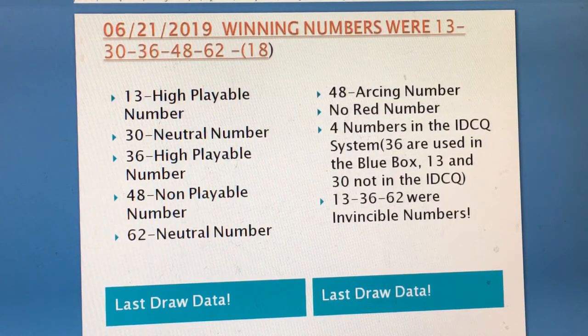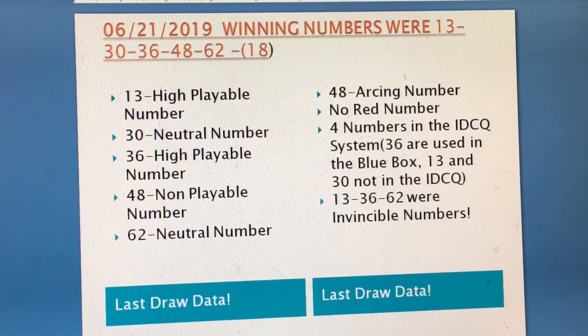4 numbers are in the IDC system. 36 is used in the blue box. 13 and 30 are the only numbers not in the IDC system. And the invincible numbers are 13, 36, and 62. There were only 3 invincible numbers that were drawn.